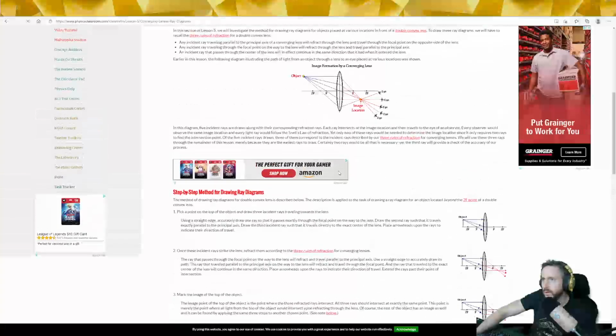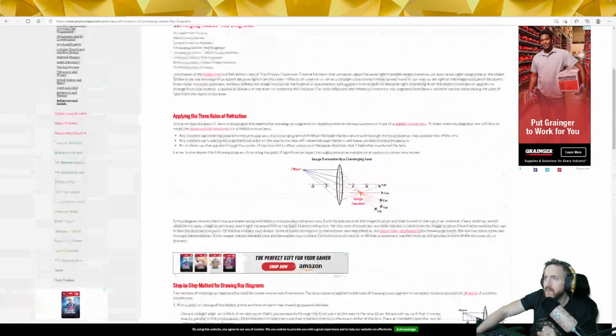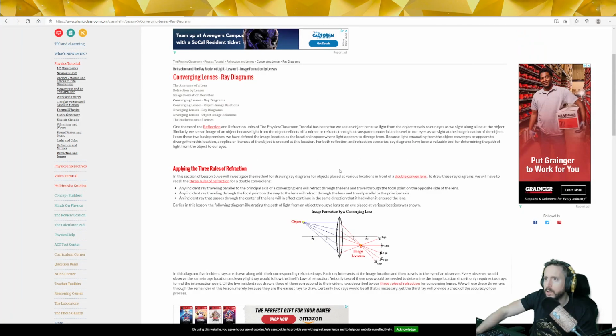There are rules here. So here are the rules for drawing lens diagrams. Because this is probably the hardest thing, right? Is drawing the lenses. It has to be very accurate.